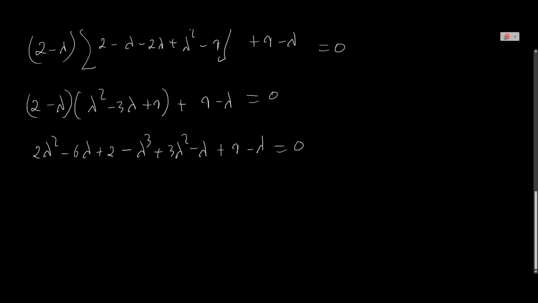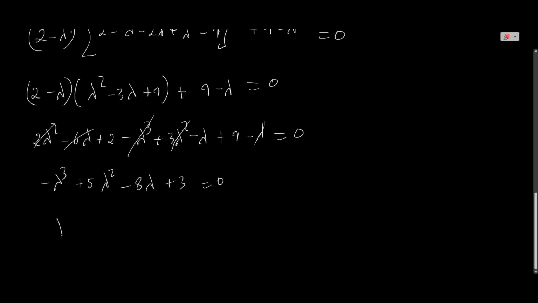So what happens here is we are going to have our lambda cube, right? We're going to have our minus lambda cube, so we're done with this, and squared will be plus 5 lambda squared, so we're done with this. Then we have minus 6 lambda minus lambda, so it's minus 8 lambda, so we're done with this, and plus 3 equal to 0. So if we multiply all through by negative, we're going to have lambda cube minus 5 lambda squared plus 8 lambda minus 3 equal to 0.